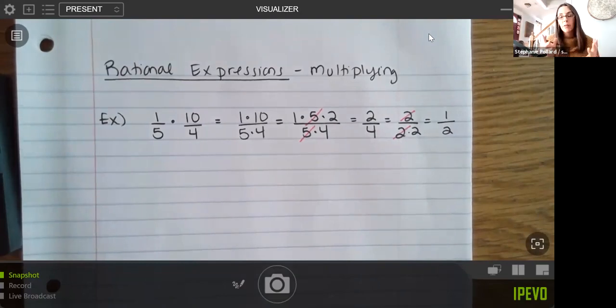So when you're multiplying fractions, the overall idea is that we stay straight across. Everything gets multiplied straight across, and then we're just canceling factors in common like we did with simplifying. And we're going to use that same strategy here for rationals.